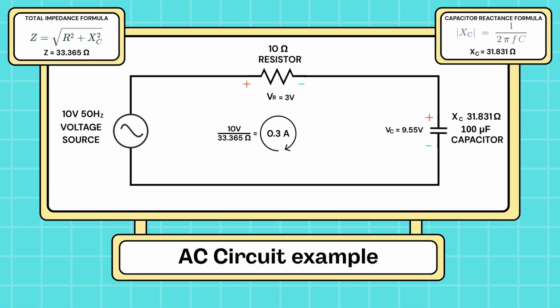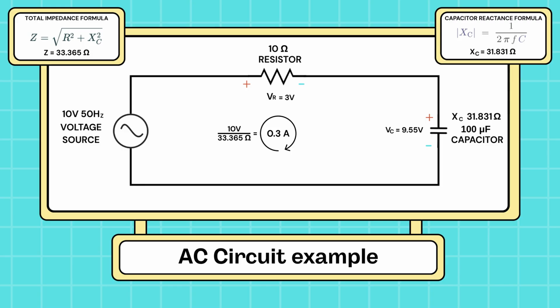In this example, to confirm KVL works in AC, we need to show that the voltages summate to zero. After solving the capacitor reactance, total impedance, and current, we can solve for the voltages of both the resistor and the capacitor. As you can probably see, the voltages across each component don't summate to zero. Why is that? This is due to the fact that we need to add the totals as phasors, not as simple numbers like a DC circuit.